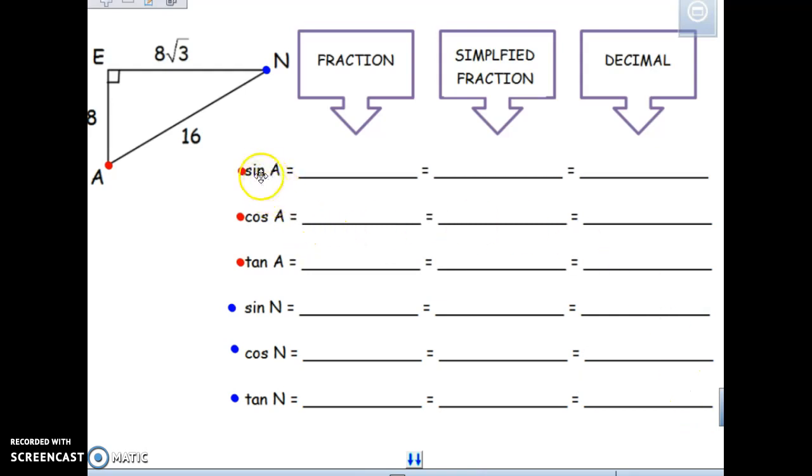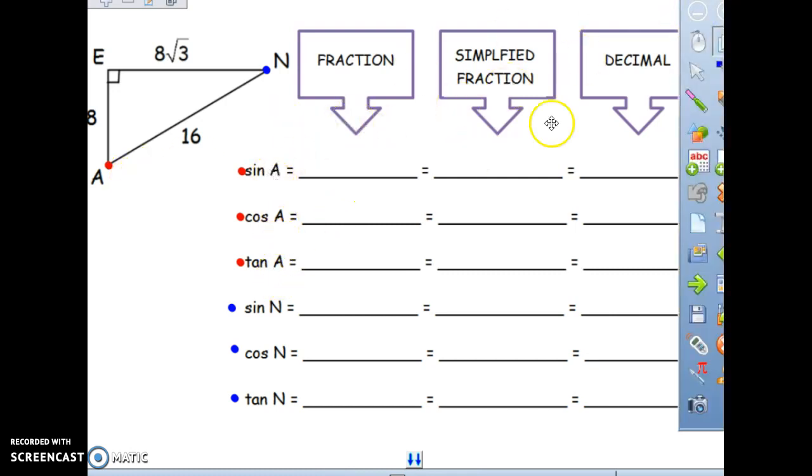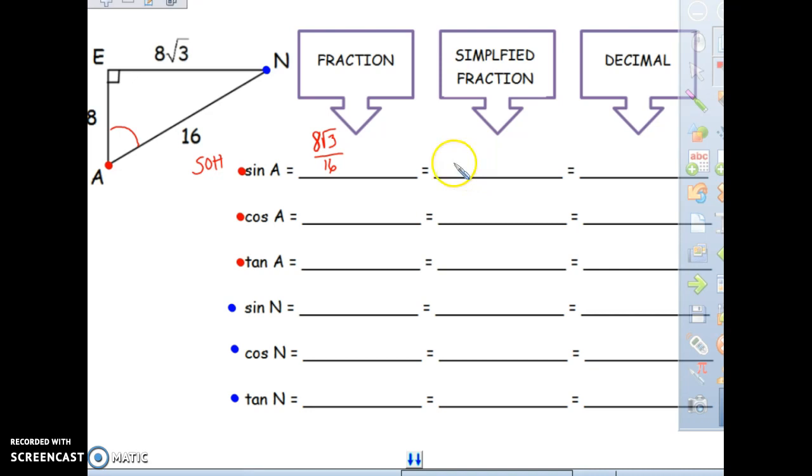On this slide, we're going to find these trig functions for this triangle given the measurements. So in the red set, we're using angle A. I'm going to mark it. Remember, sine is SOH, so we're going to do opposite over hypotenuse. So that's 8 roots of 3 over 16. And now we need to simplify that fraction.